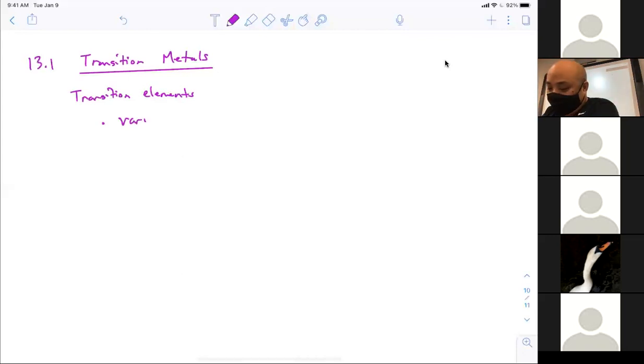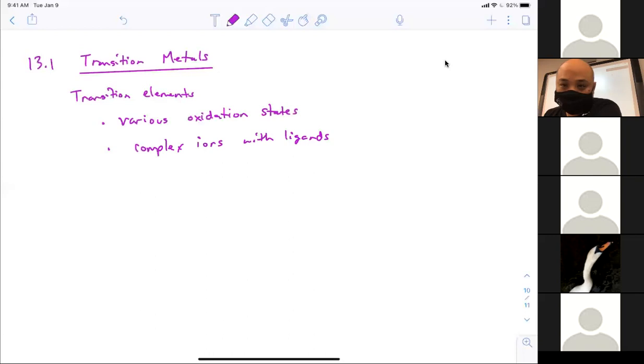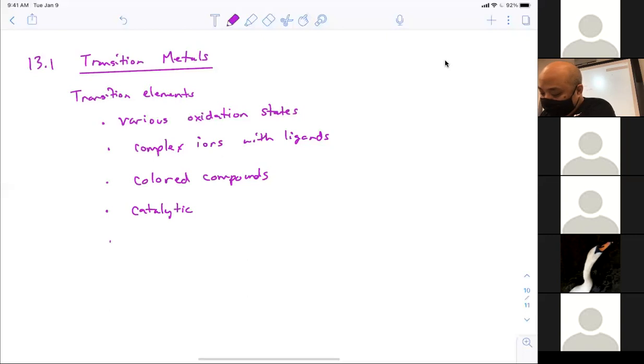They have various oxidation states. They form complex ions with ligands. They form colored compounds. And they have catalytic properties and magnetic properties.